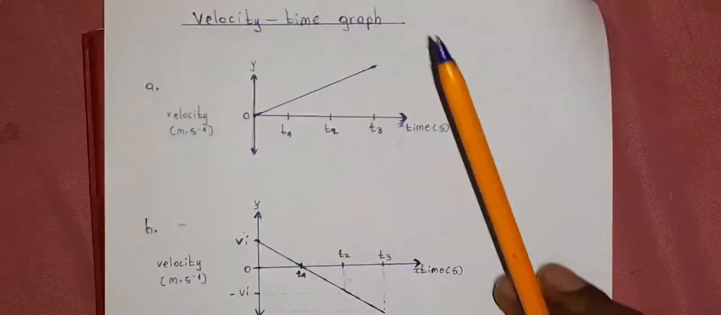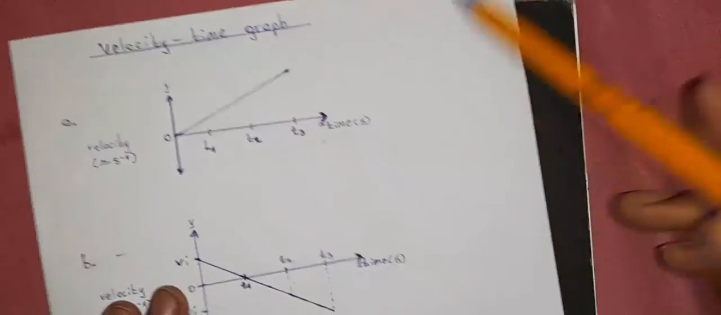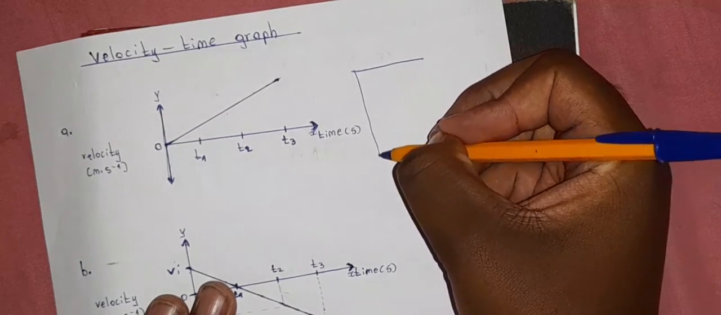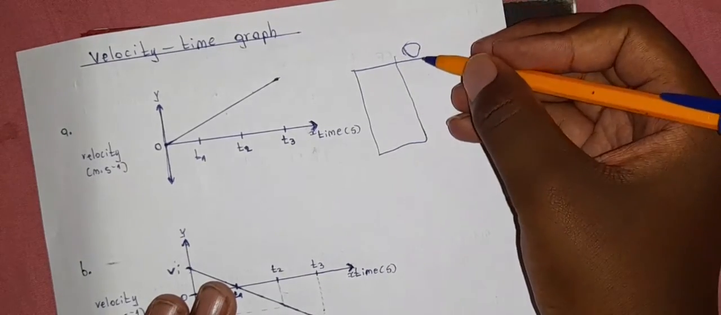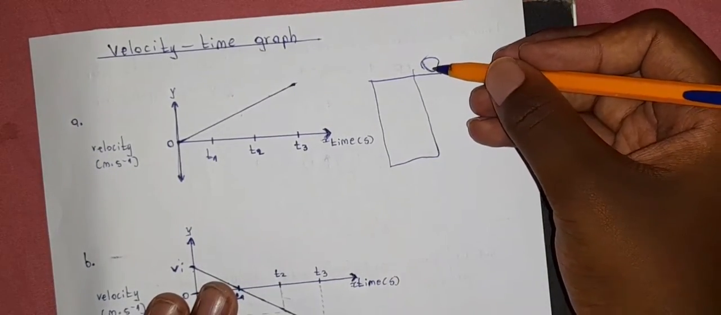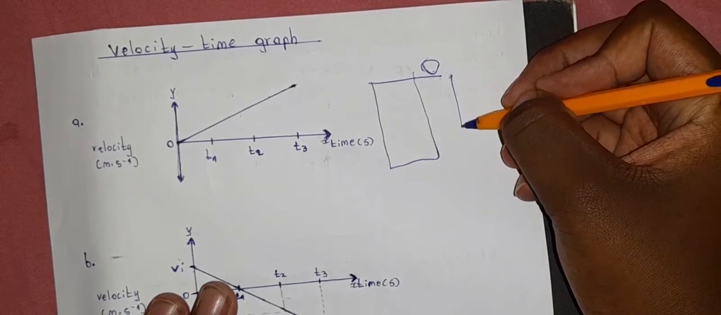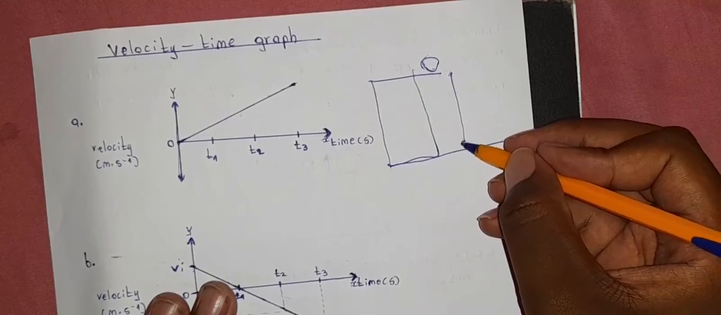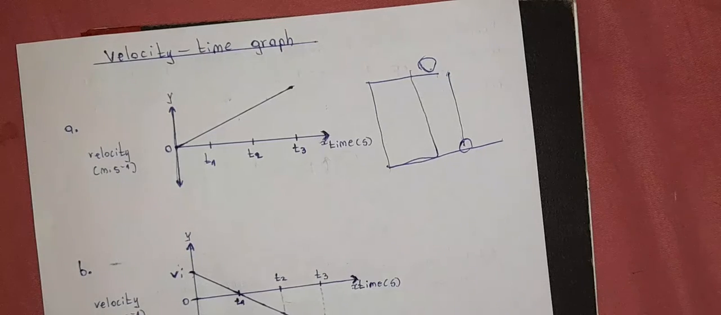Let's discuss these types of graphs here. On the first one, let's imagine that we are on top of a building like this, and there is a ball there. Let's say it's a stone. We release that stone. When we release it, it will go downwards to the ground. Let's say this is the ground, and then it will hit the ground and stop. So how do we draw a velocity time graph for this?